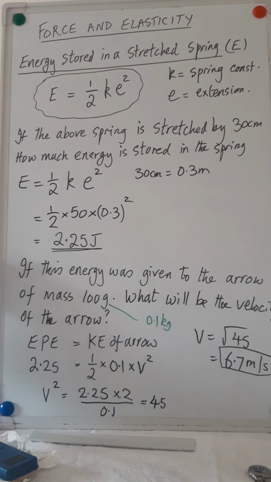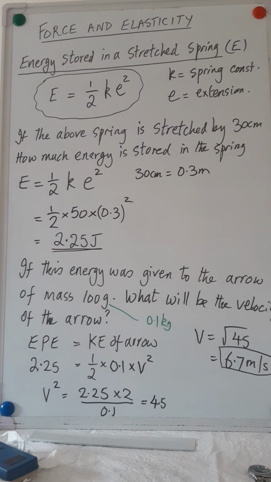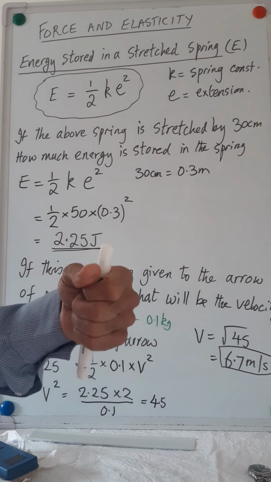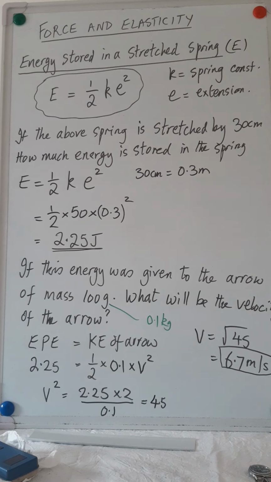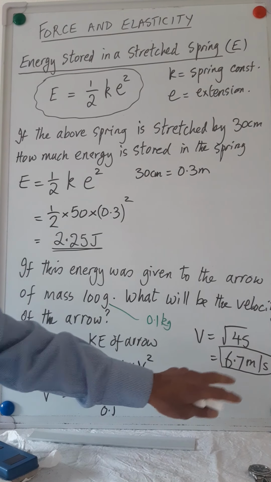So this is a good example of conversion of energy from one form into another. In this case, the elastic potential energy of the stretched elastic band is being converted into kinetic energy of the arrow, which gives the arrow this velocity.